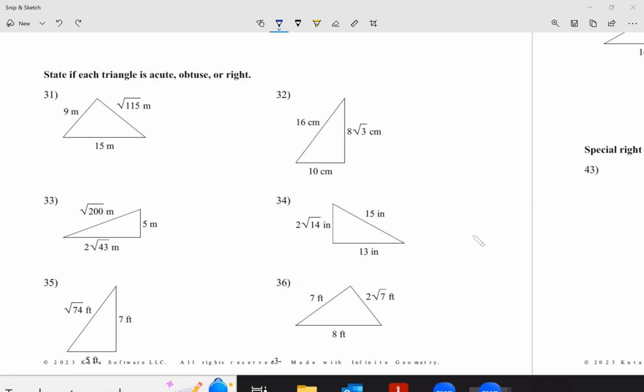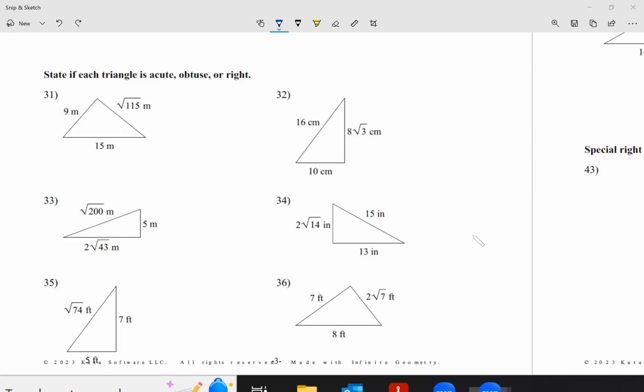right. If the biggest angle is less than 90, we call it acute. If it is equal to 90, we call it right. And if it's bigger than 90, we call it obtuse, right? Based on the biggest angle of a triangle. And again, that's if I know the angles.